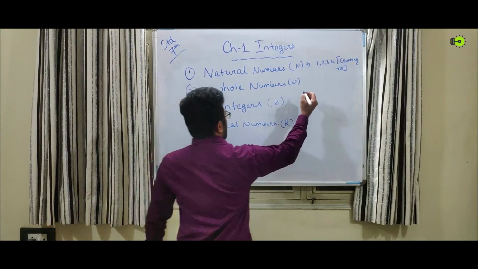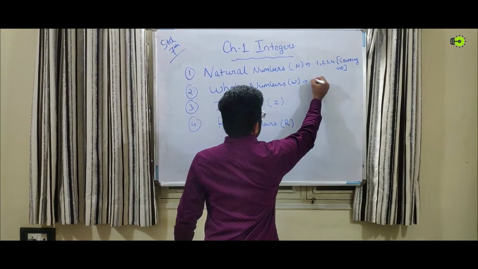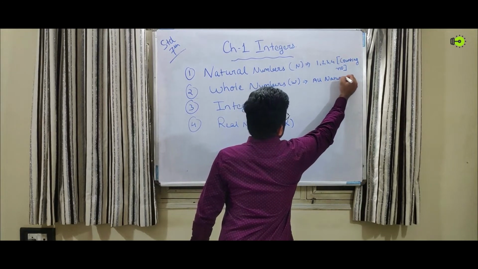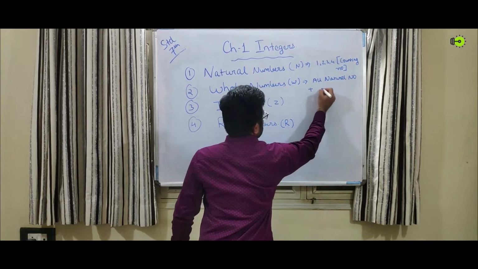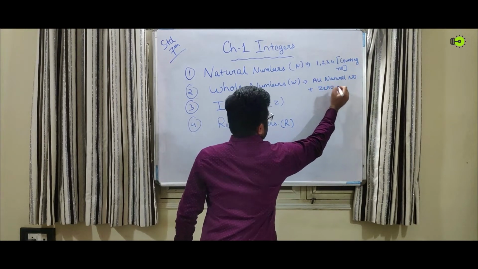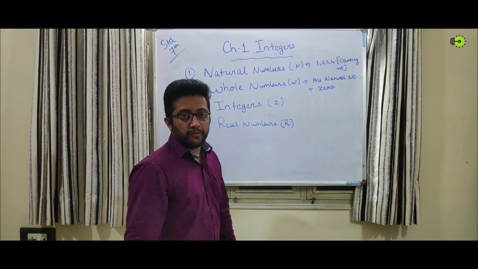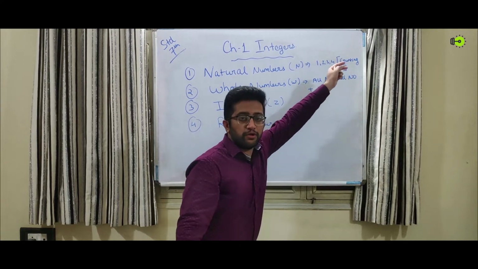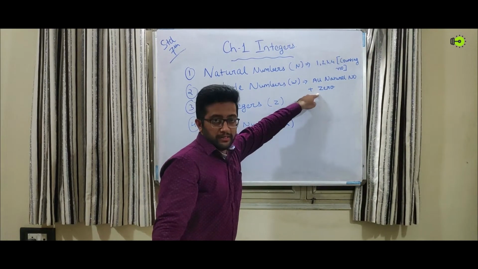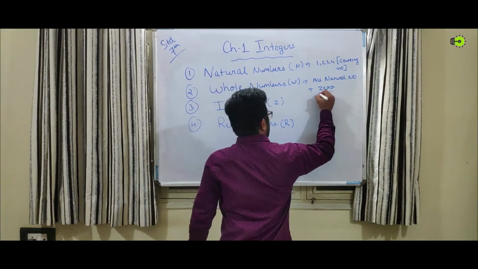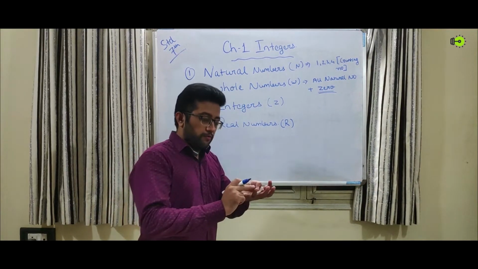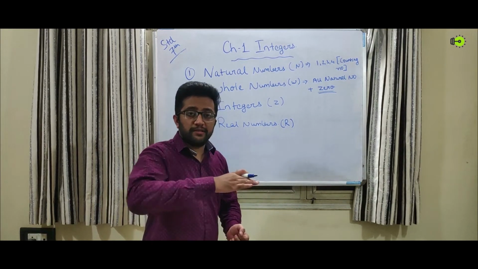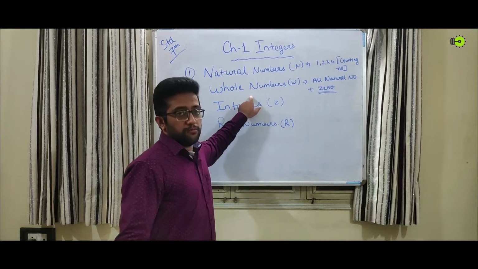The second type of number is known as whole numbers. Whole numbers consist of all natural numbers plus the important number 0. So whole numbers include all natural numbers, that is 1, 2, 3, 4 to infinity, plus 0. Here the number 0 is very important. If the natural numbers include 0, then this set of numbers is known as whole numbers.